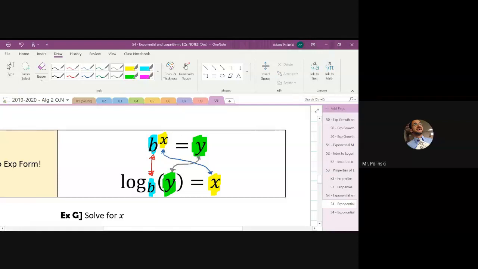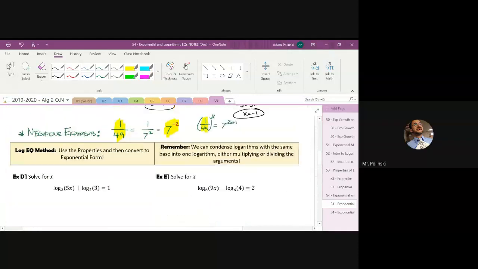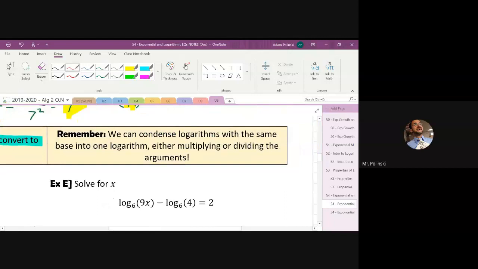So I wanted to show us this graphic. We talked about this before in our introduction to logarithms, how to convert logarithmic to exponential form. On the back side here, we're going to use this conversion pretty predominantly. I want to start off with this type of log equation, where we're going to convert to exponential form. But first, we need to use our properties, i.e., condense logarithms into a single logarithm by either multiplying or dividing.